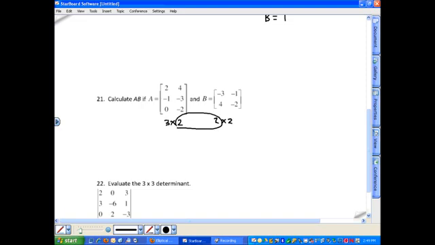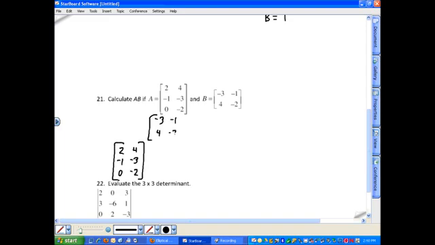The inside dimensions here say that the multiplication is possible only if those dimensions are the same. The number of columns in matrix 1 has to be the same as the number of rows in matrix 2. The outside numbers state that this is going to be a 3 by 2 matrix when multiplied together. So, a 3 by 2 matrix has 9 entries.